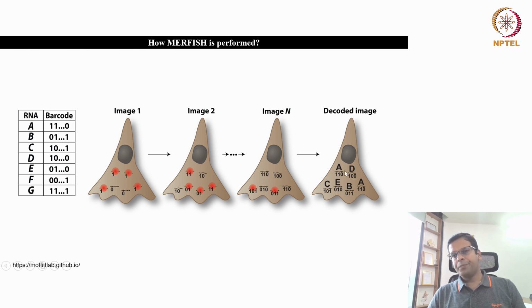So eventually this is the decoded image. For this mRNA you got the barcode 110. For this 100, this is 101, 010, 011 and 110. So these 2 barcodes are the same, 110, 110. That's why those are the same transcripts, whereas the other barcodes are different. That's why those are the other transcripts.